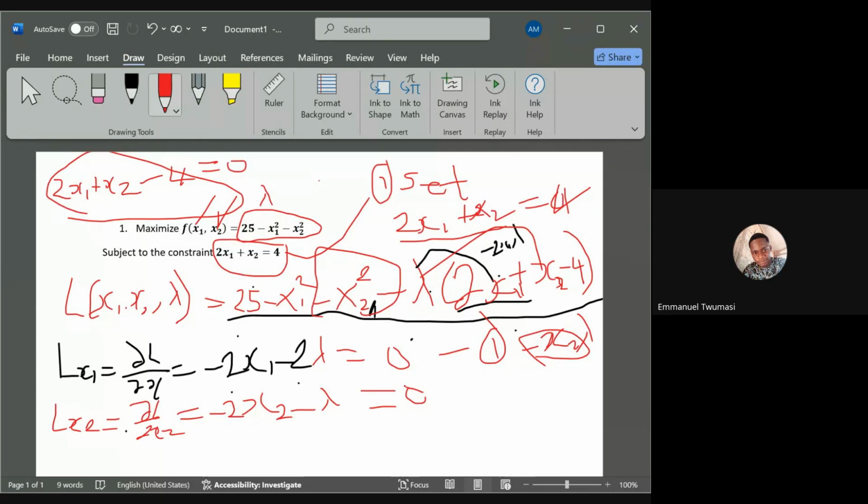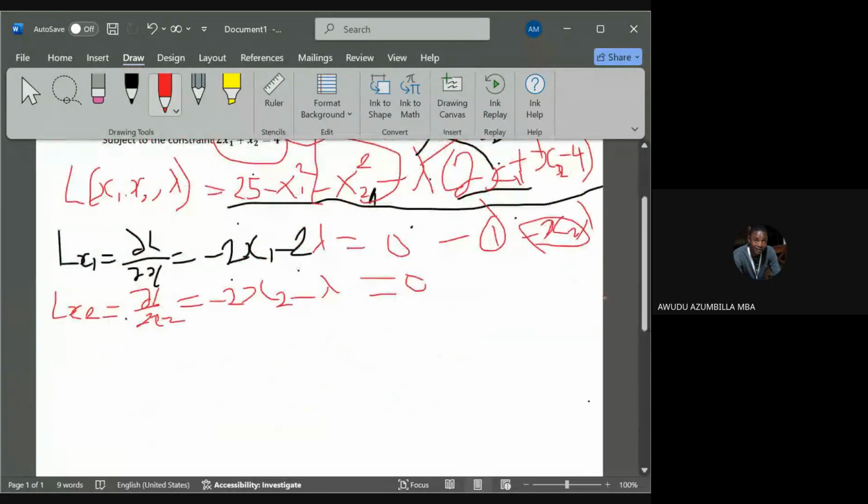Then you now differentiate with respect to lambda. We are now differentiating with respect to lambda. So this is equation 2. We are now differentiating dL over d lambda. So the lambda is here, and the lambda is going to multiply 2x1 plus x2 minus 4. So there's going to be lambda here, here, and here. If we are differentiating with respect to lambda, all the lambdas will go. It's going to remain the same function.